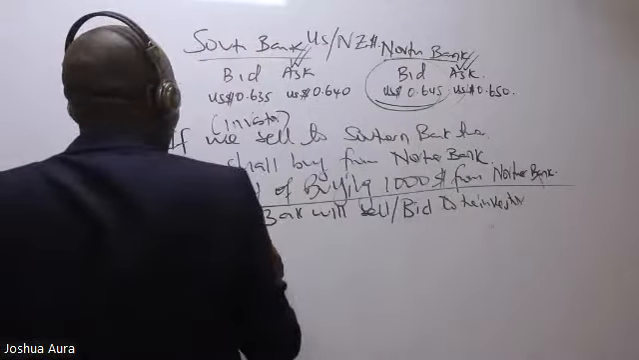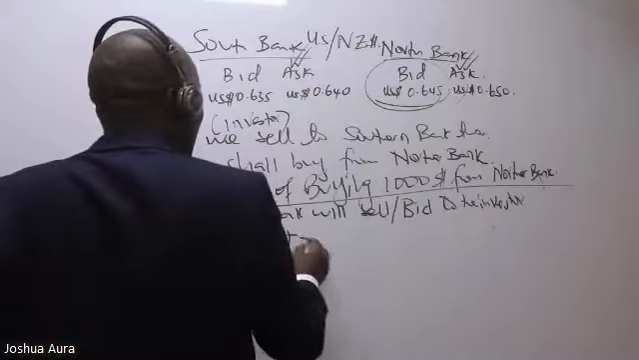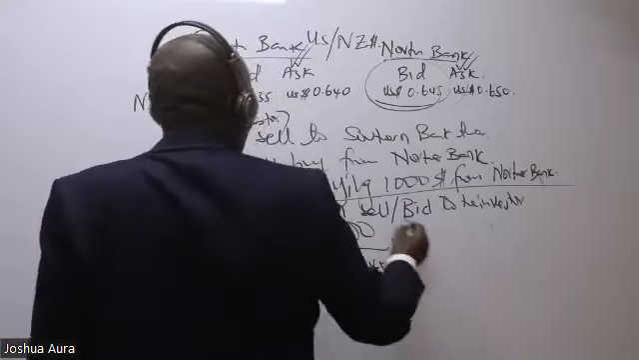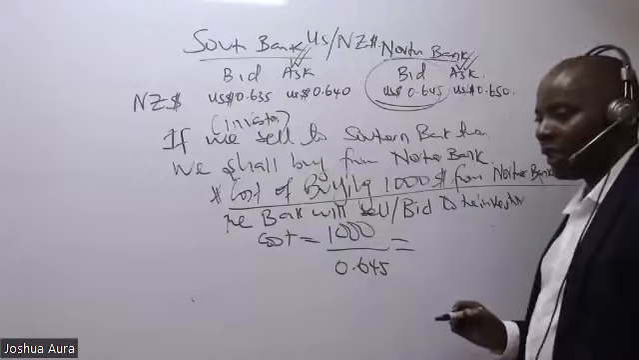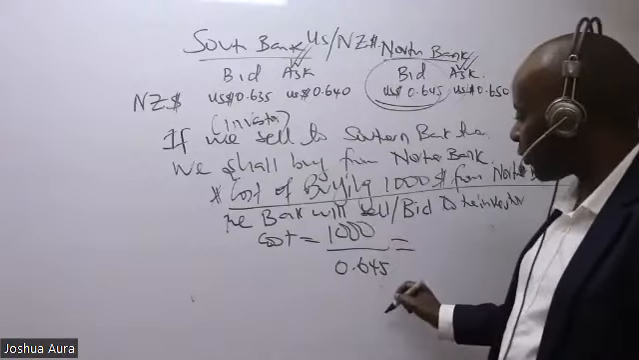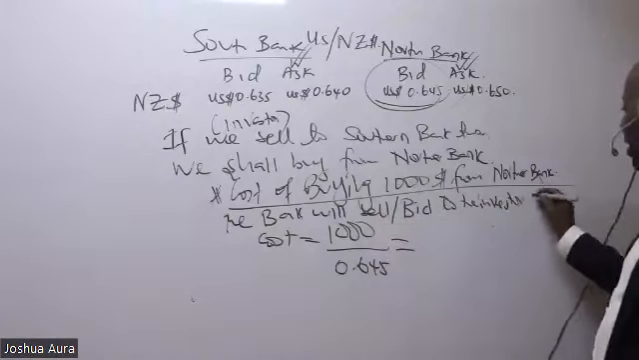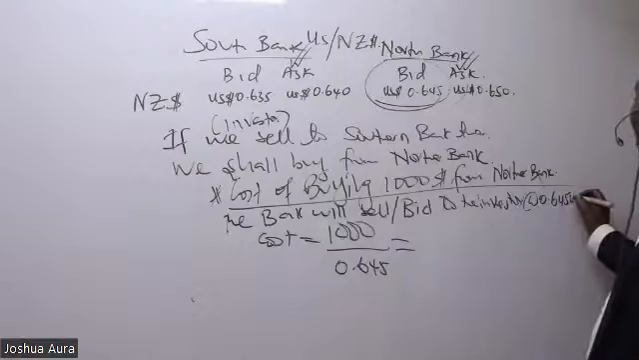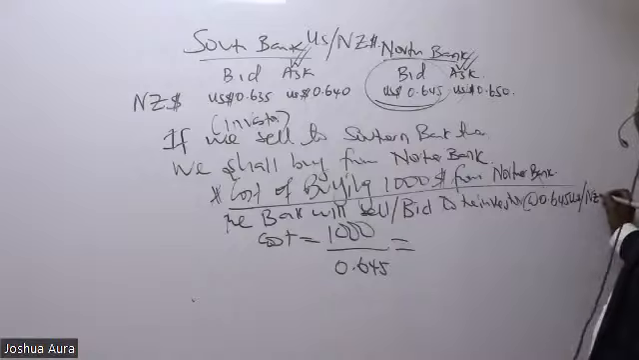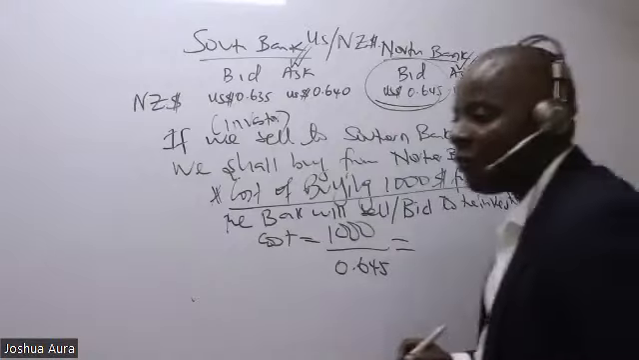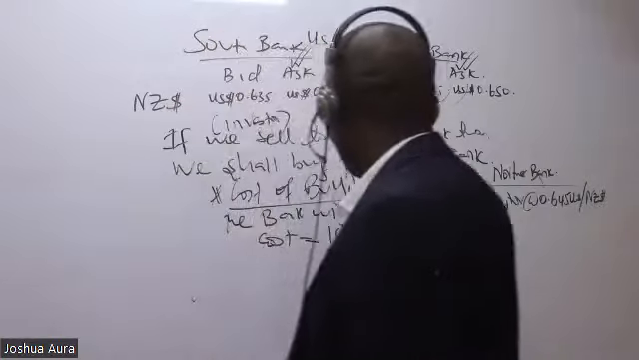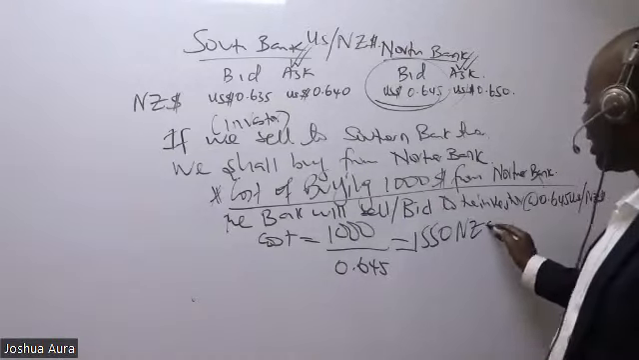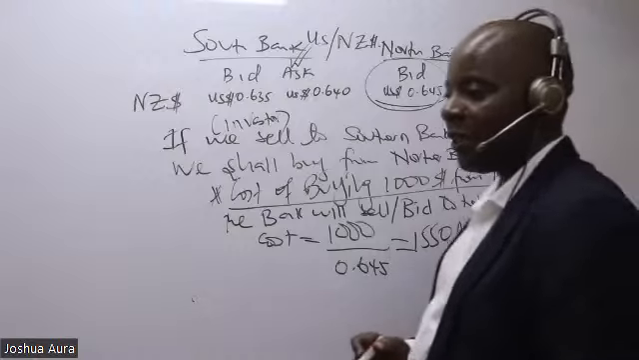So we are saying here that, ladies and gentlemen, the cost here will be the $1,000 divided by 0.645. What figure are we getting here, somebody? 1,000 divided by 0.645. The bank will sell stroke bid to the investor at 0.645 US dollars per New Zealand dollar. So they're giving me a figure of 1550 New Zealand dollars.